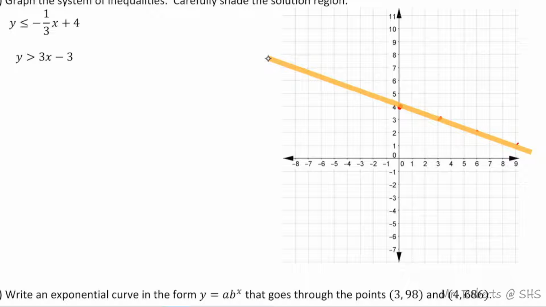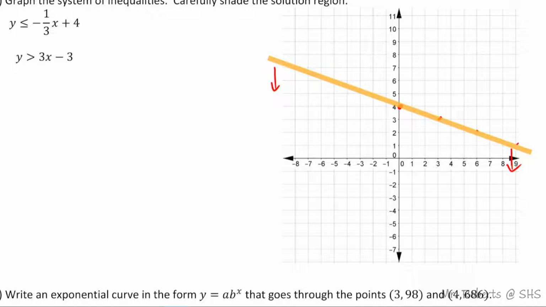There we go. What else can we say about that? Clearly that is a solid line. It's solid because it's got the "or equals to" in it. And also it says that y's are less than that, so I'm just going to put an arrow here. I'm shading below this orange line.